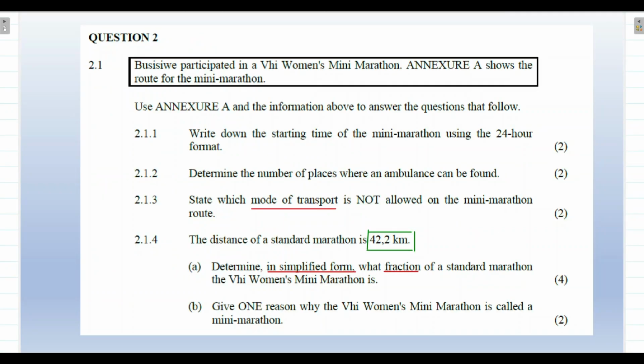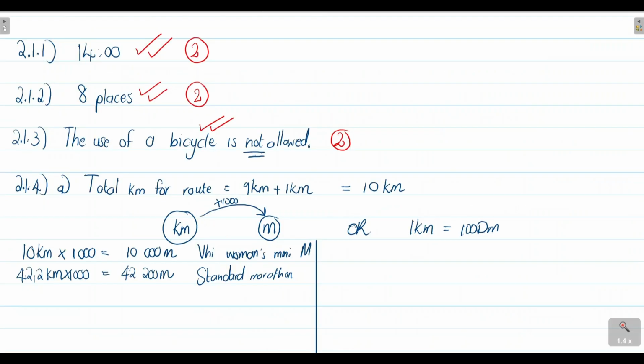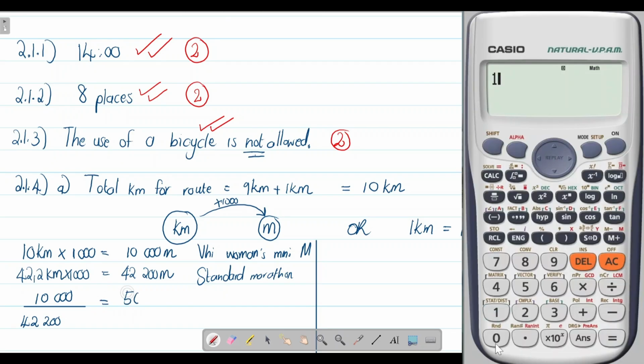The question wants us to determine, in simplified form, what fraction of the standard marathon the V Women's Mini Marathon is, right? So we are going to take that 10,000 and divide it by that 42,200 that we've just obtained. Because obviously we have converted our units to be the same, and they're both in meters, right? So if you divide those two, you'll find that you get 50 over 211.